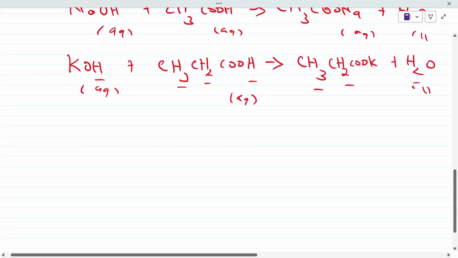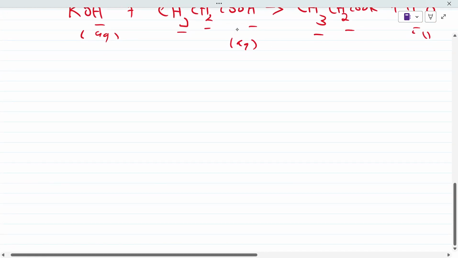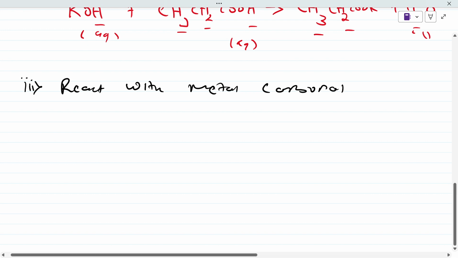Now, the last note, I'm going to go to the reactions with metal carbonates. So, the third way in which carboxylic acids can react is with metal carbonates. They react with metal carbonates. And when they do so, they form salt, water, and carbon dioxide gas. Those are the products.